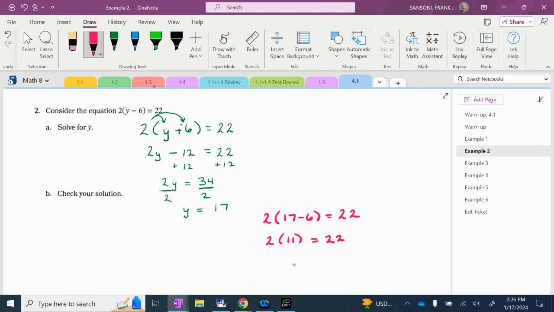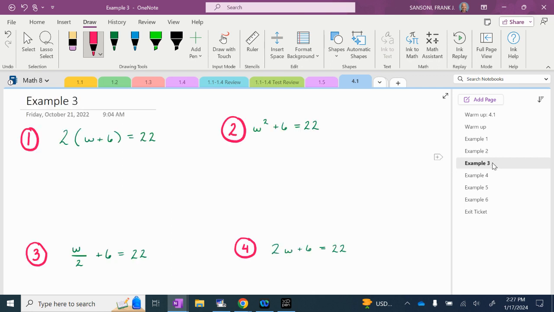Well, does it work then? It works. So then you are feeling good about that answer. And so you would get that correct. Okay? Example 3. Mine's going to look a little bit different than yours.